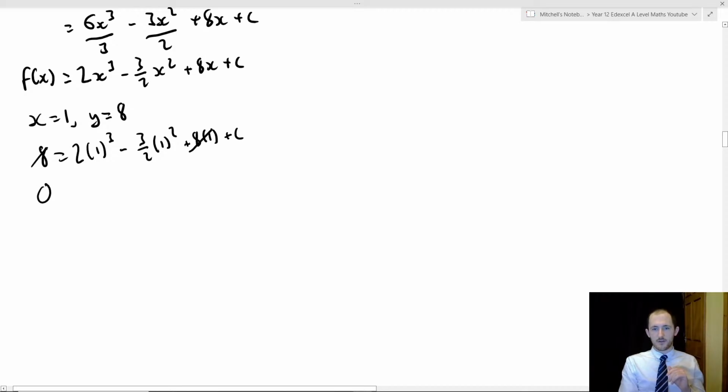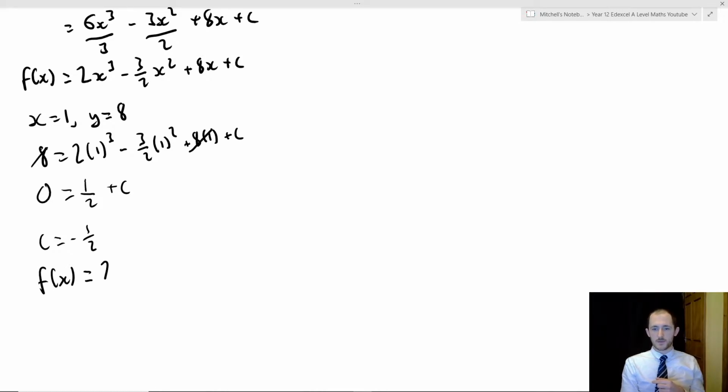So what we have is 0 equals 2 times 1, which is 2, minus 1.5, so that's just a half, plus c. So c is equal to negative a half. So our actual expression for f of x is just equal to 2x cubed minus 3 over 2 x squared plus 8x minus a half. Okay.